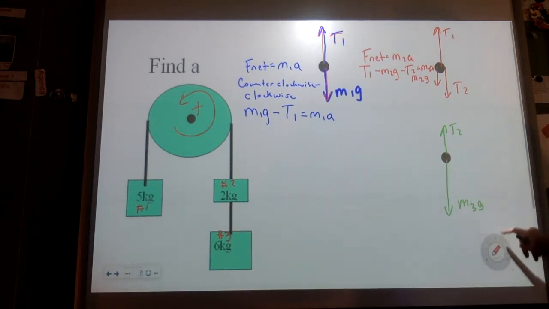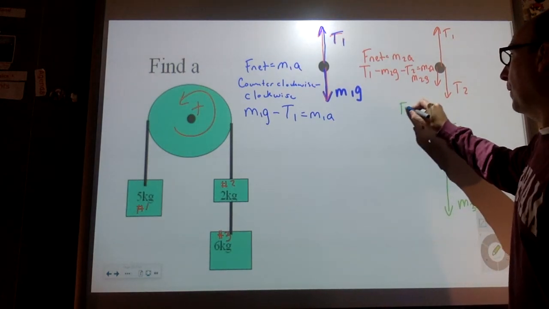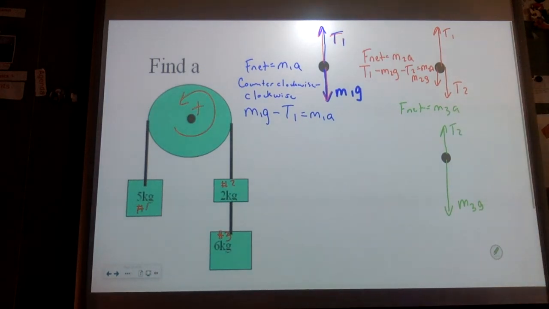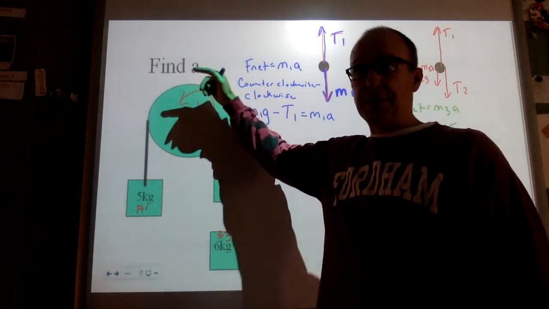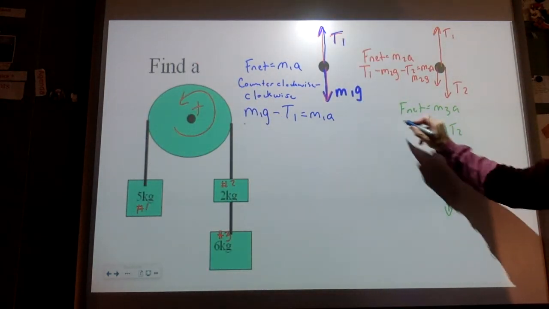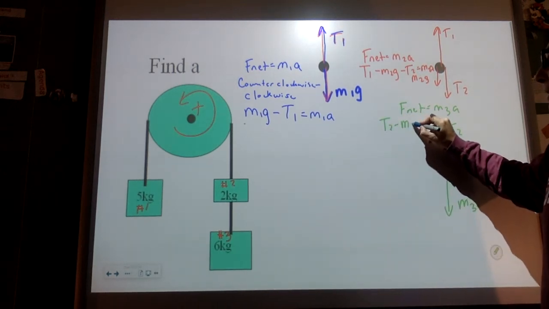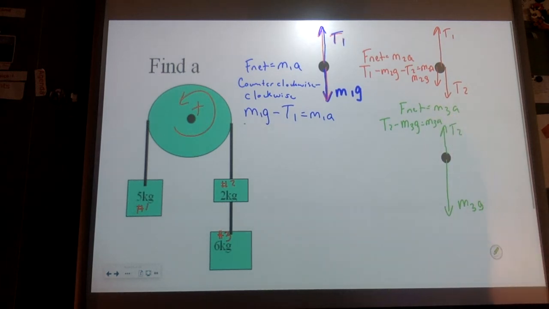Then for our final one, which is green, I'm going to say that Fnet is equal to M3A. And again, this force is up. It's going to turn this counterclockwise. So when I do counterclockwise minus clockwise, I'm going to do T2 minus M3G is equal to M3A.